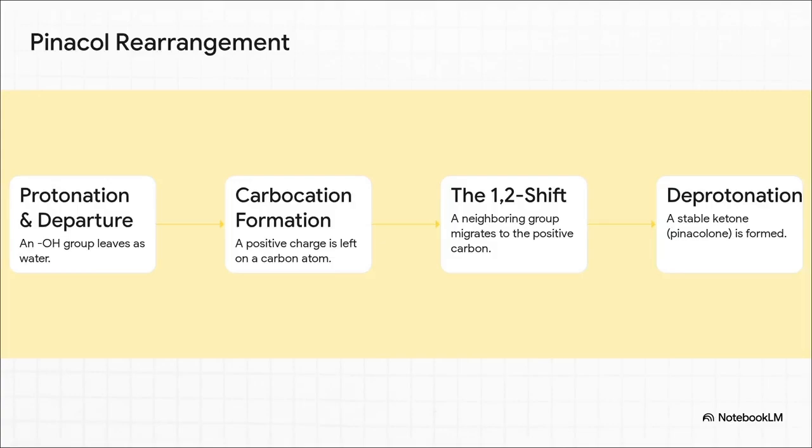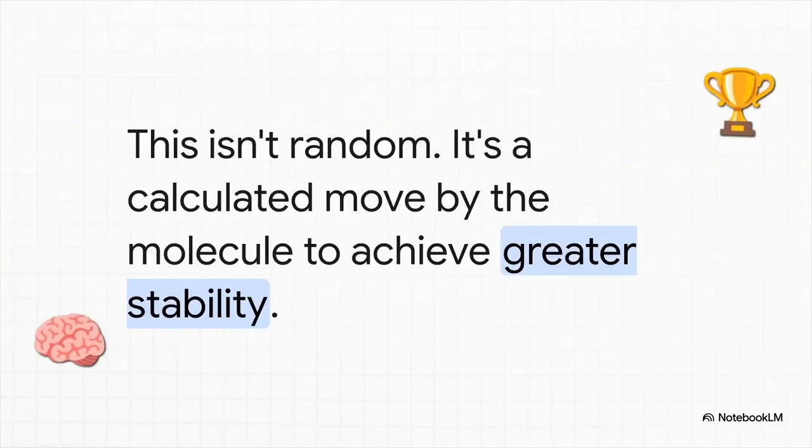It's just wild. Now, this might look like total chaos, but it is anything but. Every single step, especially that little hop over we call a 1,2-shift, is a calculated move. The molecule is always, always looking for a lower energy state, and this whole rearrangement is its path to achieving greater stability. It's a fundamental principle that honestly drives so much of chemistry.